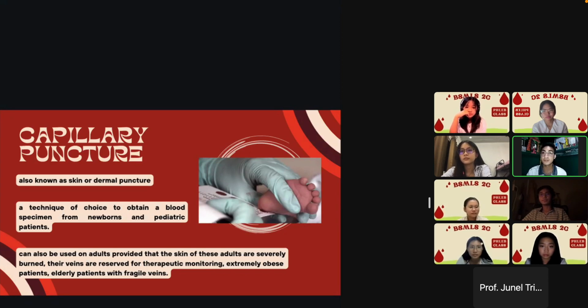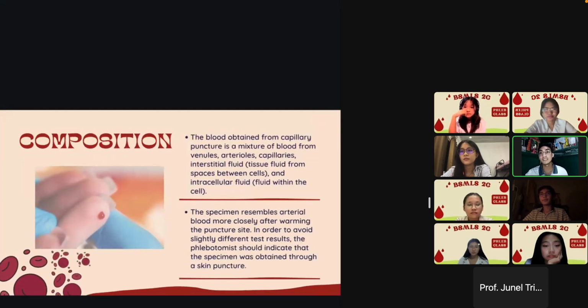Capillary puncture, also known as skin or dermal puncture, is a technique of choice to obtain blood specimen from newborns and pediatric patients. However, this can also be used on adults provided that their skins are severely burned, their veins are reserved for therapeutic monitoring, they are extremely obese, or they are elderly patients with fragile veins. So take note that this is a choice for taking blood samples from newborns.